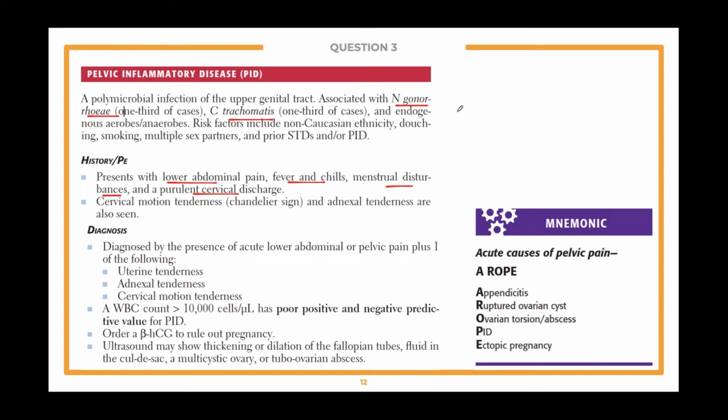Now keep in mind, just as a helpful tip, when you have pelvic pain that's very acute, some other things to consider, a nice mnemonic there: appendicitis, a ruptured ovarian cyst, ovarian torsion, abscess, PID, and also ectopic pregnancy, which is why it's important to rule out with HCG.